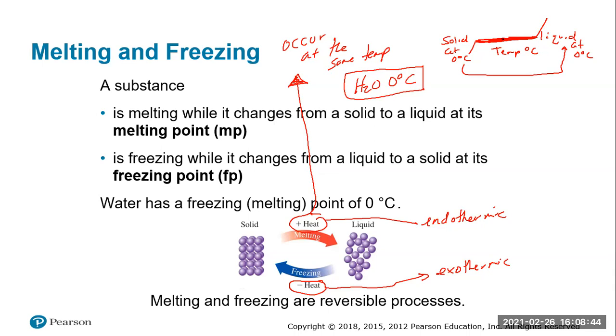What determines sort of which way you go? What determines which way you go is actually what I circled down here. If you're at 0 degrees Celsius and you continue to put heat and energy in, you will go from solid to liquid, the process of melting. If you're at 0 degrees Celsius and you continue to take heat out, like throw it in the freezer to remove heat from that system, you will then go the opposite way towards freezing.